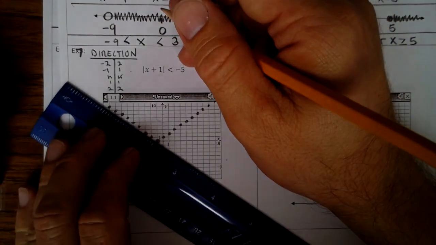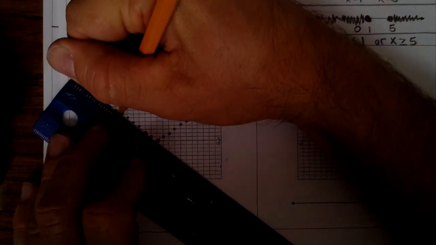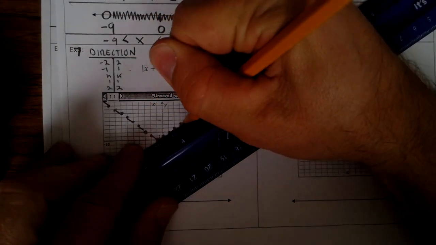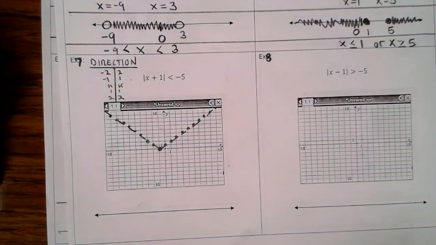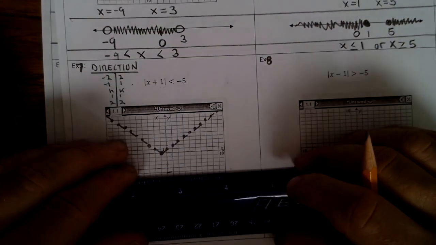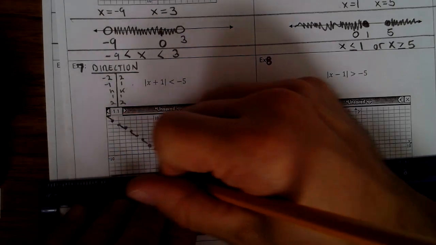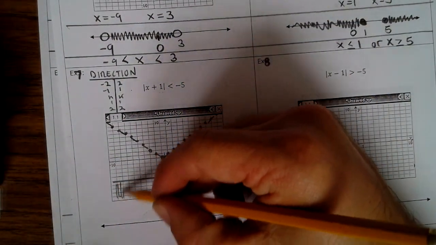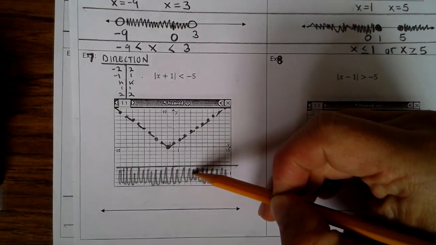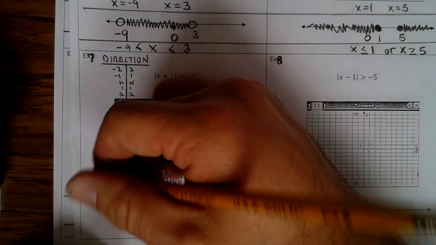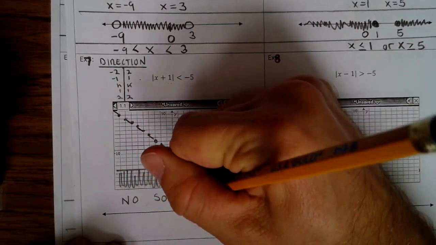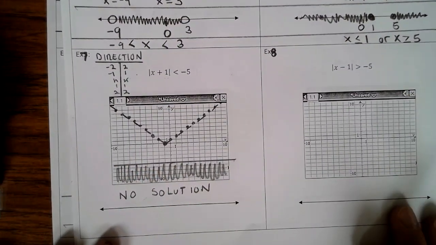There's no line under it, so it's a dashed line. Now we have a horizontal line at -5, so -1, 2, 3, 4, 5. Now it's less than, so we shade below the -5. Now you see that at no point is any of the graph shaded, so this is no solution. So for your graph, nothing would be shaded.